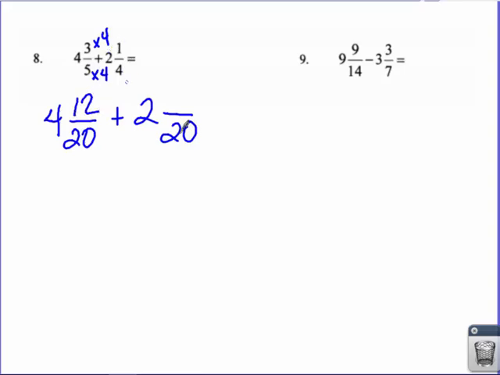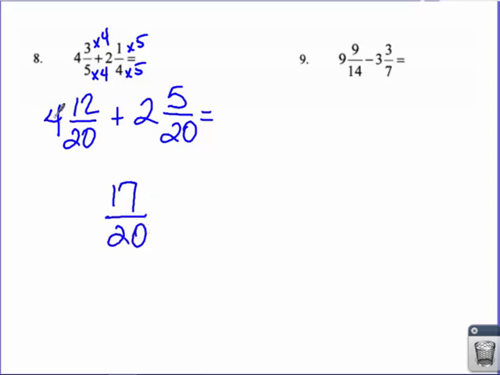What did I do to the 4 to turn it to a 20? I multiplied by 5, so I multiply the 1 by 5. 1 times 5 is 5. Okay, so I found my common denominator. I changed my numerators. Now I add my numerators. 12 and 5 make 17. I keep my denominator.